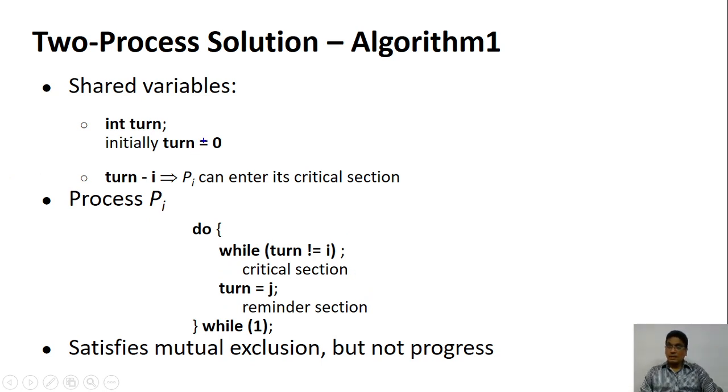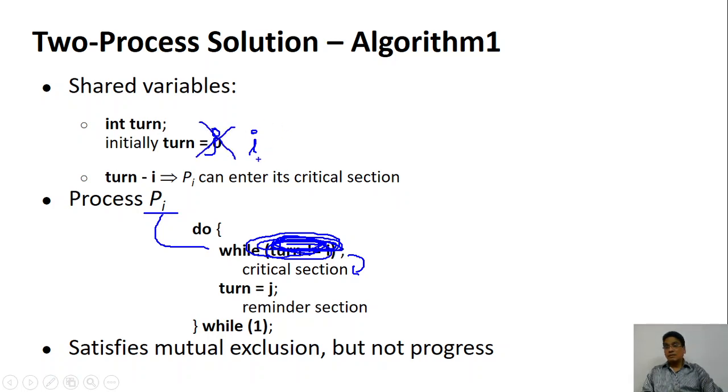If the turn value is j, that means the jth processor is allowed to enter the critical section, but the ith processor comes here and says, okay, I want to enter. Until the turn becomes i, this loop will go on and on and on. You cannot enter the critical section. When can you enter the critical section?